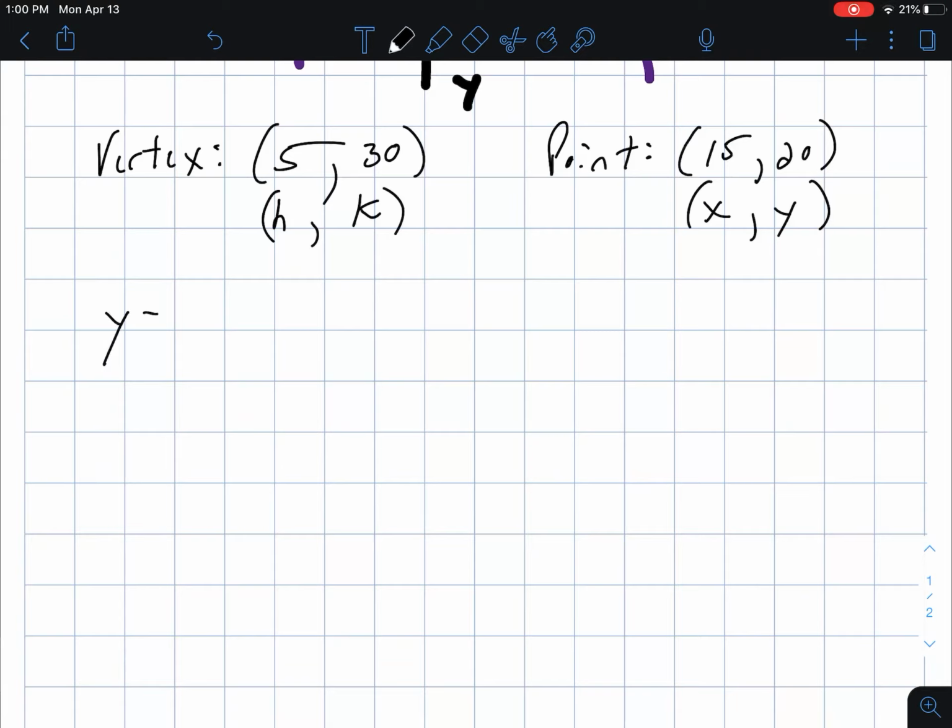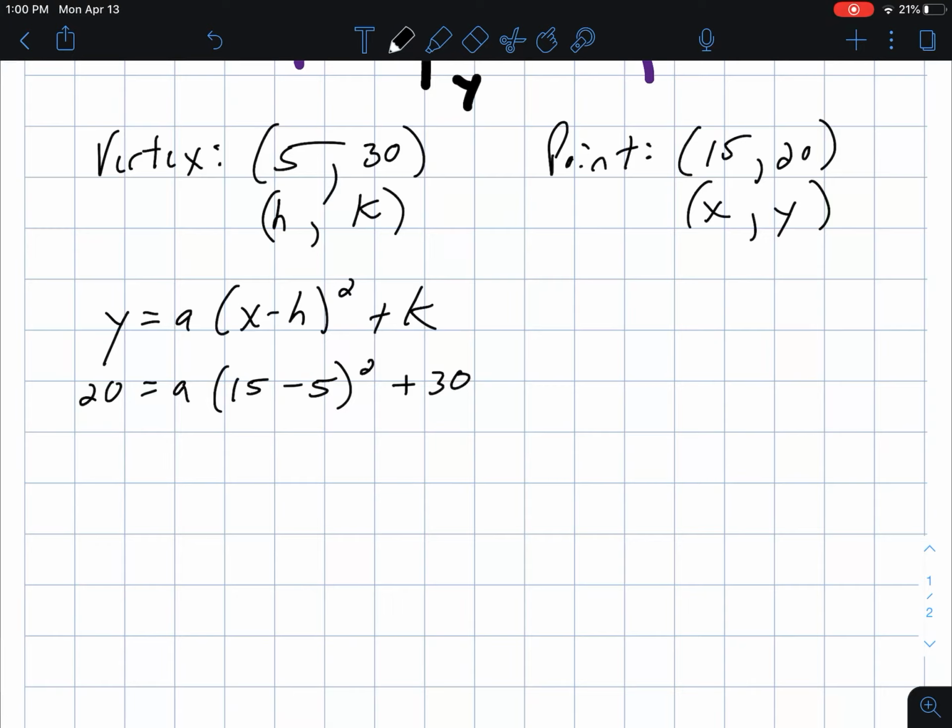So remember, your vertex form is y = a(x - h)^2 + k. I know everything here except for my a, so that's what I'm going to be looking for. My y value is 20. My x value is 15. My h is 5. And my k is 30.